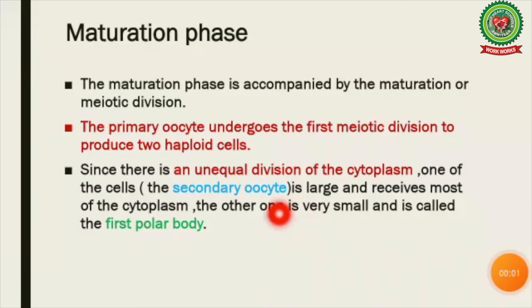The next is maturation phase. The maturation phase is accompanied by the maturation or meiotic division. The primary oocyte undergoes the first meiotic division to produce two haploid cells. Since there is an unequal division of the cytoplasm, one of the cells, the secondary oocyte, is large and receives most of the cytoplasm, and the other one is very small and is called the first polar body.